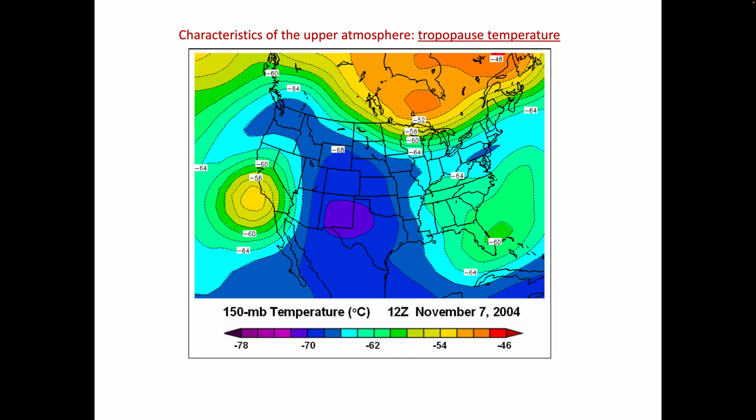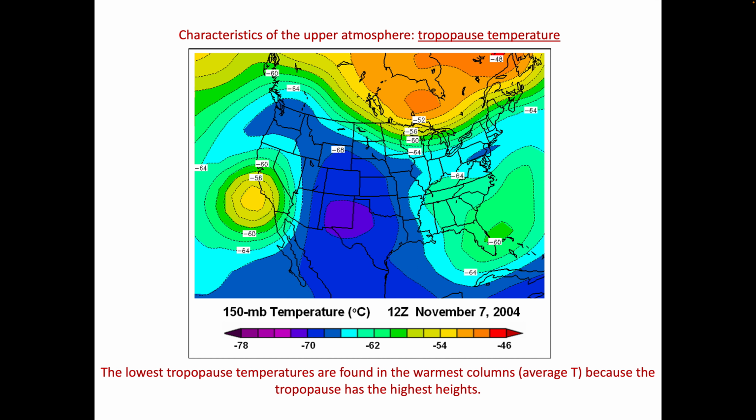So just keep in mind that when we're talking about the tropopause, really cold tropopause temperatures correspond to high heights and warm column temperatures, while much warmer tropopause temperatures correspond to cold columns, low heights, but warm temperatures near the top, relatively speaking. So the lowest tropopause temperatures are found in the warmest columns, and again, this is average temperature, because the tropopause has the highest heights over these locations. All right, let's move forward.